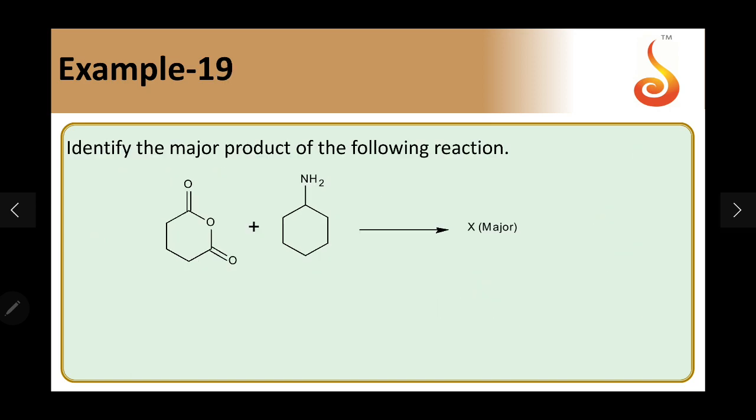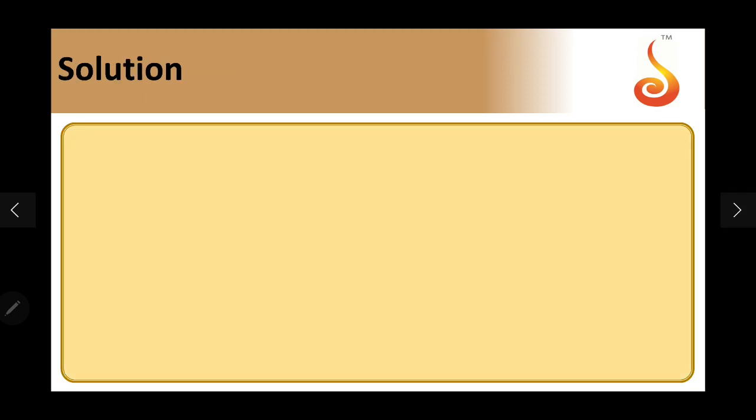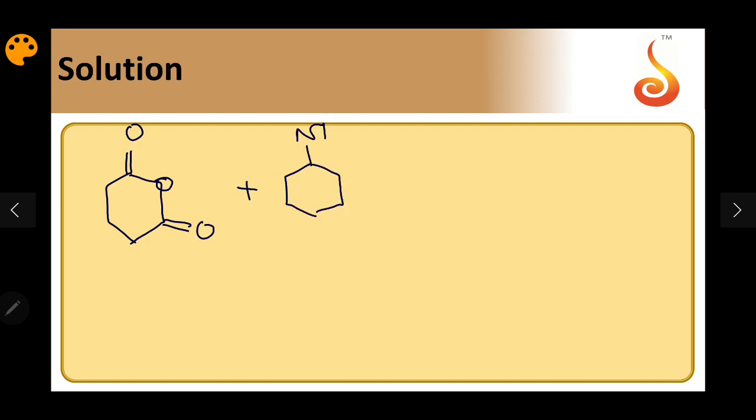Example 19. What is the major product of the following reaction? We will see the solution and then come back to options. So in the given question we have an anhydride, a cyclic anhydride, and we have an amine reacting. So cyclohexyl amine. So it's a nucleophilic acyl substitution. So this will be reacting here and this gets separated. So what do we get?